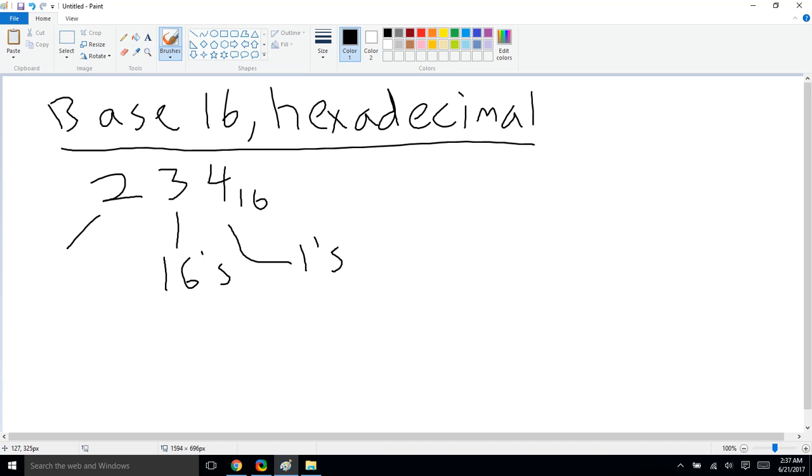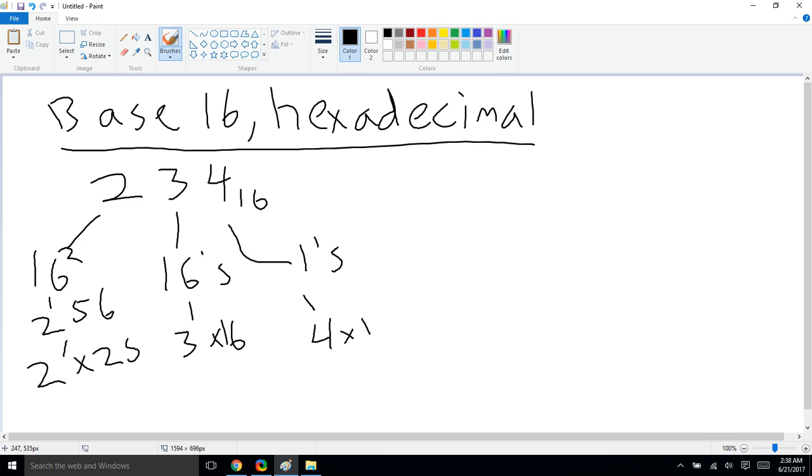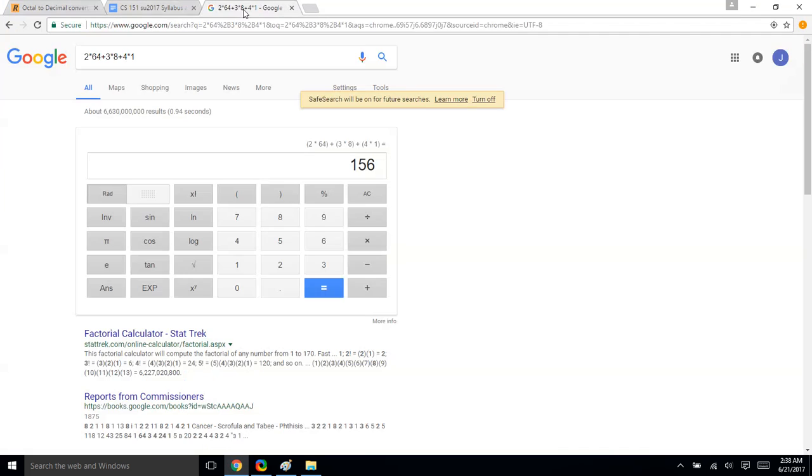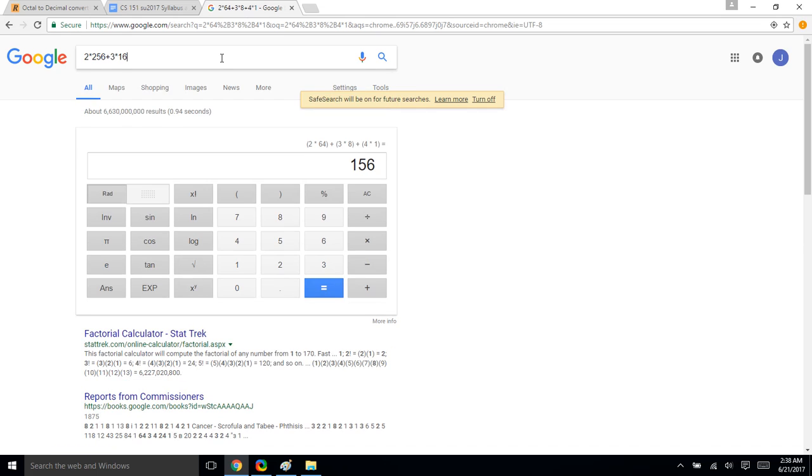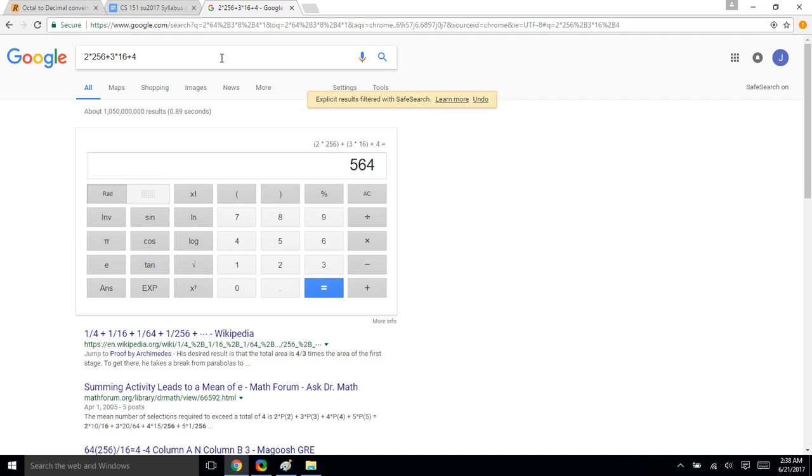And then you go up by powers of 16. So this would be 16 squared. That's what the 2 is multiplied by. And 16 squared happens to be 256. So if we look at what this number means, we have 4 times 1, 3 times 16, 2 times 256, and then add those up. We can add those up over in calculator. So 2 times 256 plus 3 times 16 plus 4, 564.